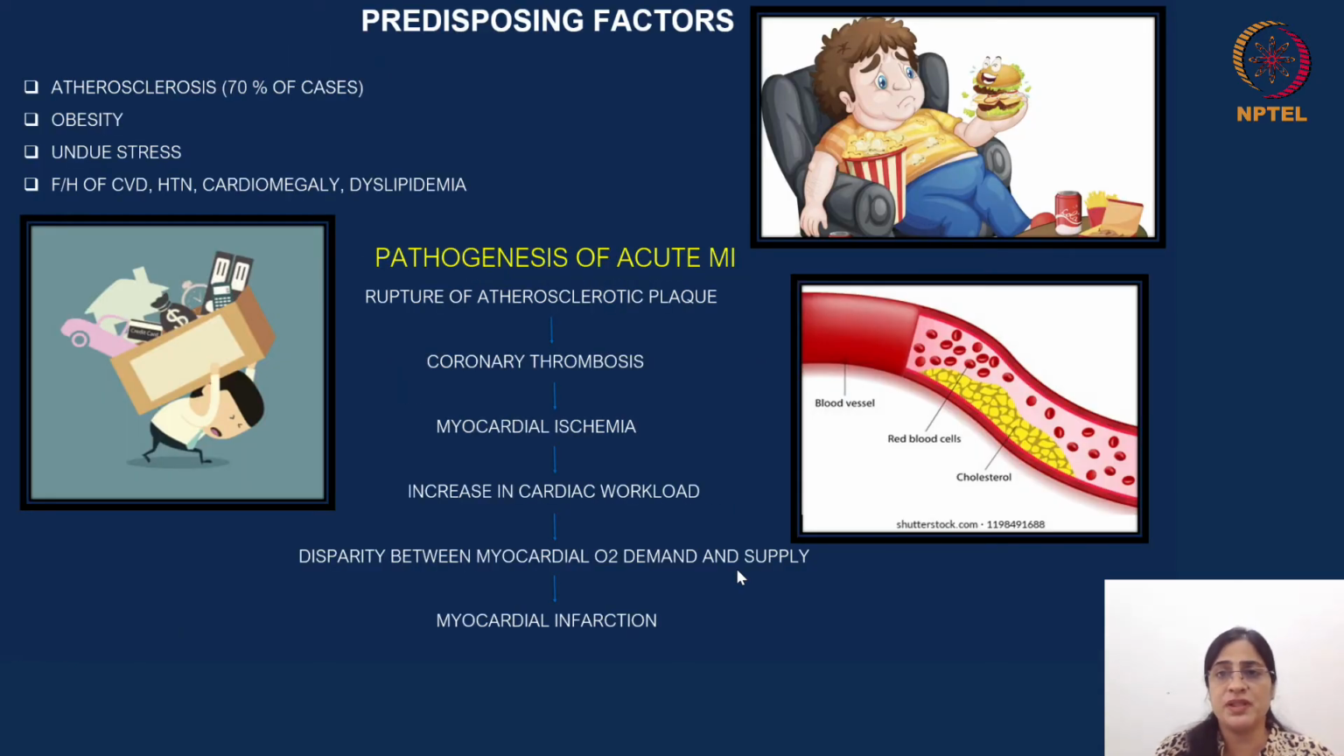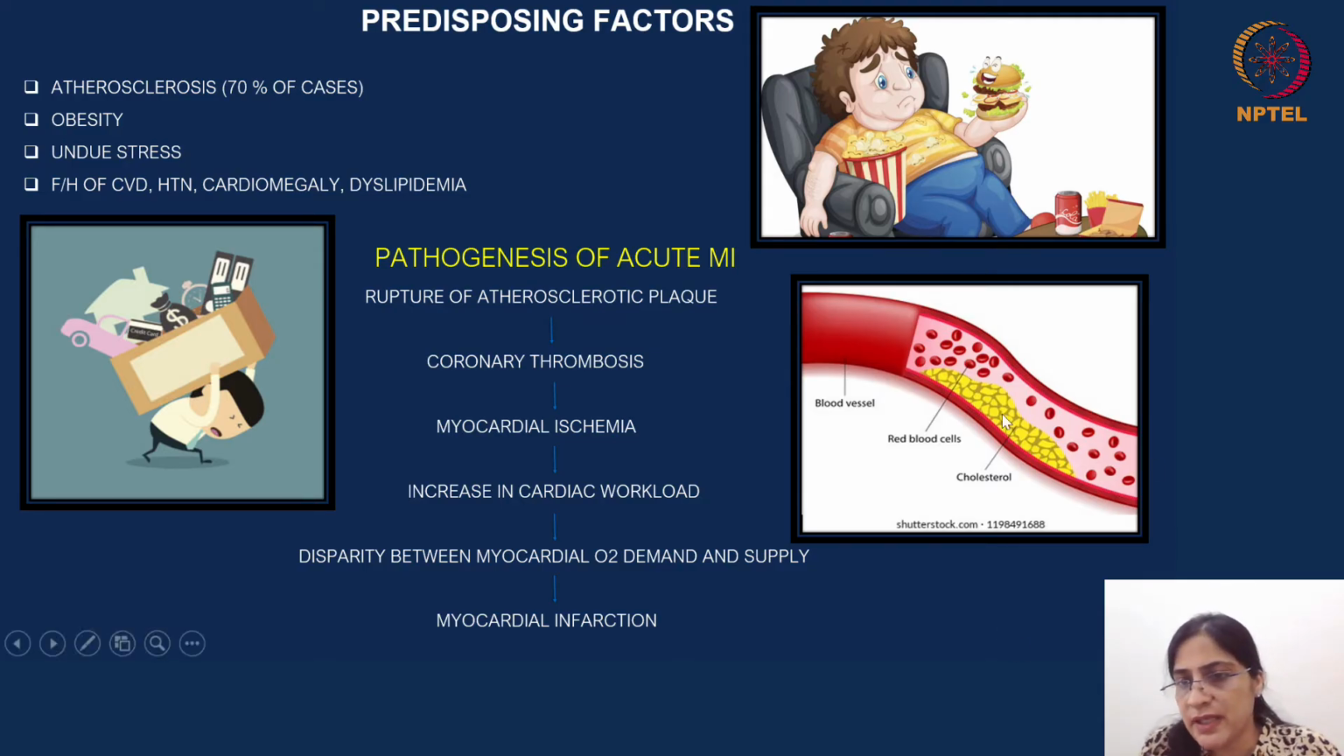So what are the predisposing factors? They are the same as angina pectoris: atherosclerosis, obesity, undue stress, family history of cardiovascular diseases, hypertension, cardiomegaly, abnormal lipid profiles. So what happens in acute myocardial infarction?